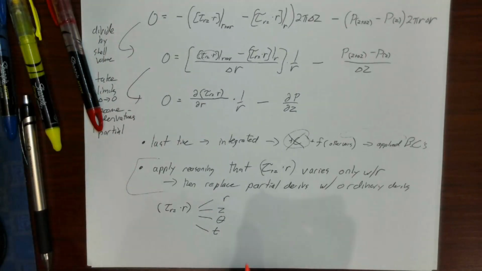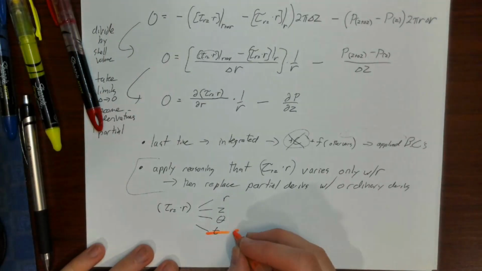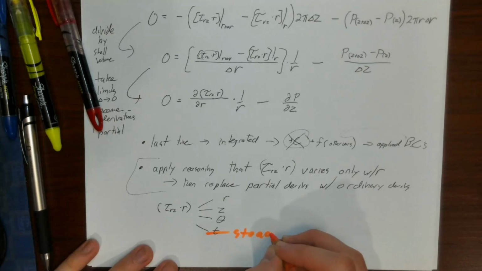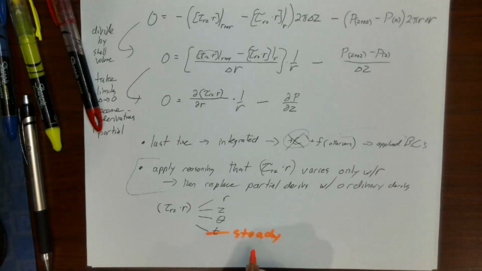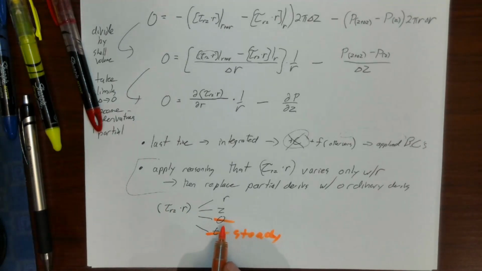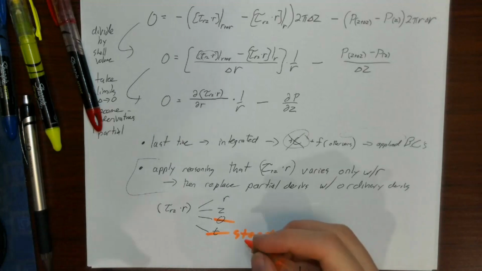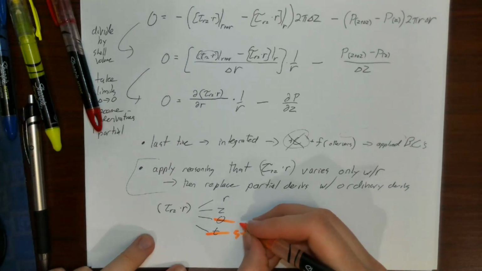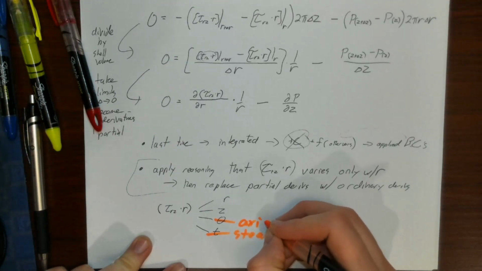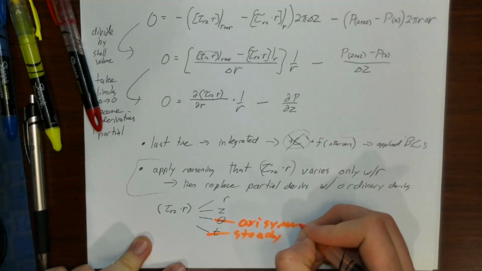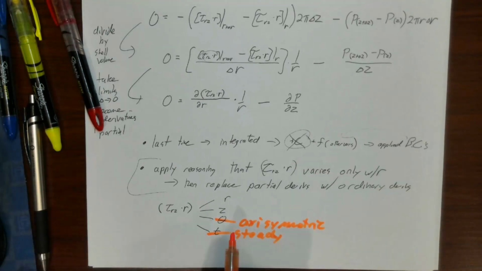So, is it a function of time? No, because we assumed the problem was steady. Right? So in the same way that velocity doesn't vary with time, nothing about our problem should vary with time. Similarly, if the flow is axisymmetric, velocity doesn't vary with theta, but this product of tau rz and r should also not vary with theta.